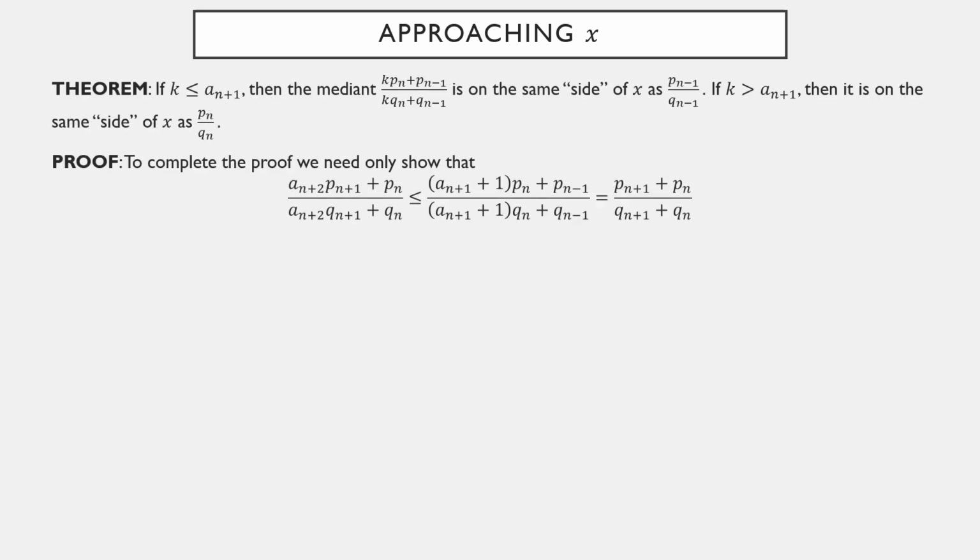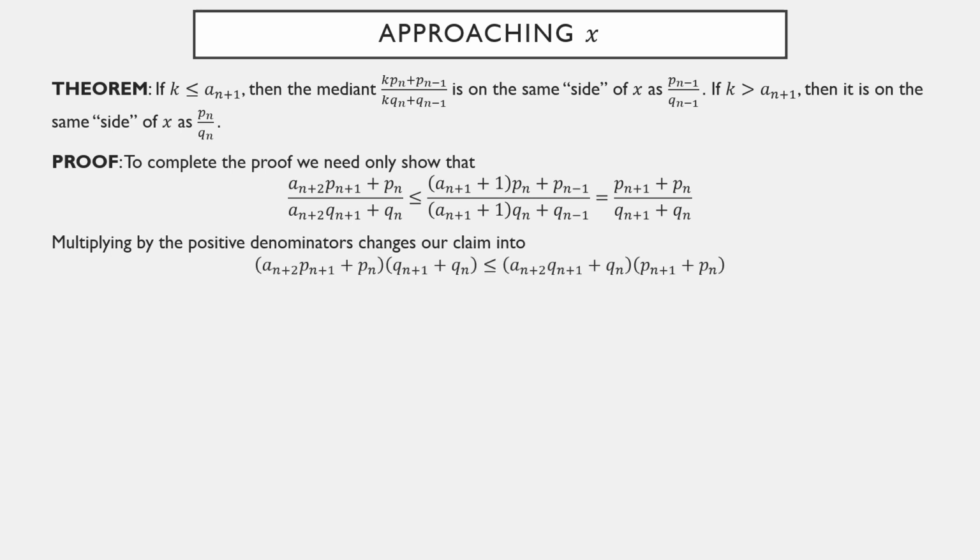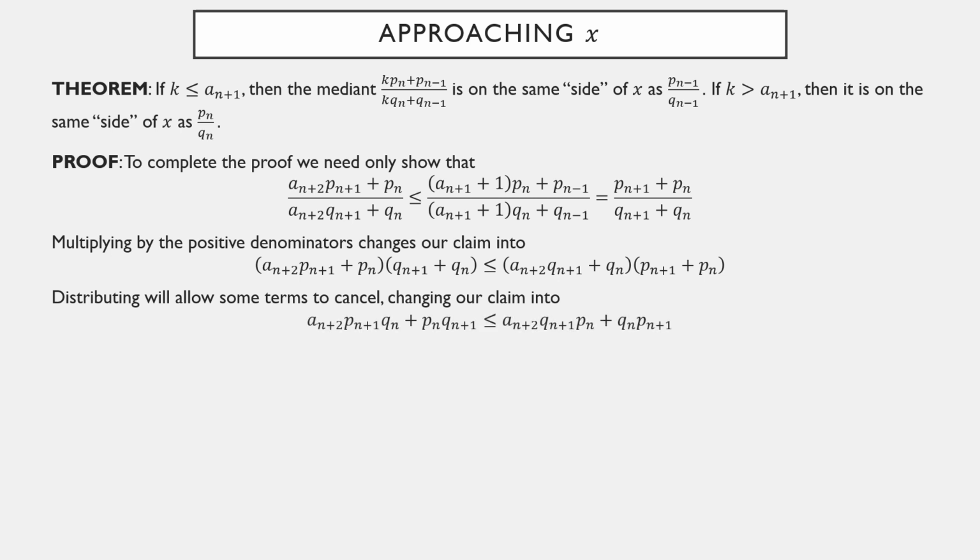Okay, so we just need to establish this inequality here, but in the numerator, observe that what we have is (a_{n+1}+1)p_n + p_{n-1}, that's p_{n+1} with an extra copy of p_n thrown in. And similarly in the denominator, if you distribute this and collect the (a_{n+1}+1)q_n + q_{n-1}, you'll get a q_{n+1} with an extra q_n. Okay, so multiply the denominators, which are positive, so we don't need to flip the inequalities. That changes this into here is what we need to establish. If you distribute this all out, a few terms cancel, and in fact, this is all you need to establish.